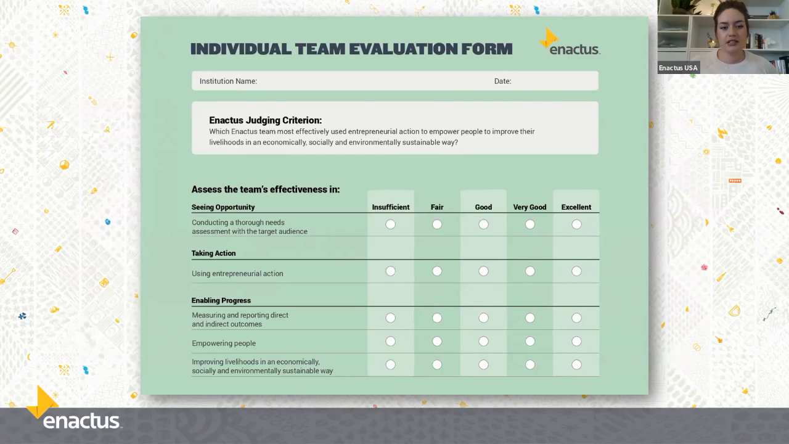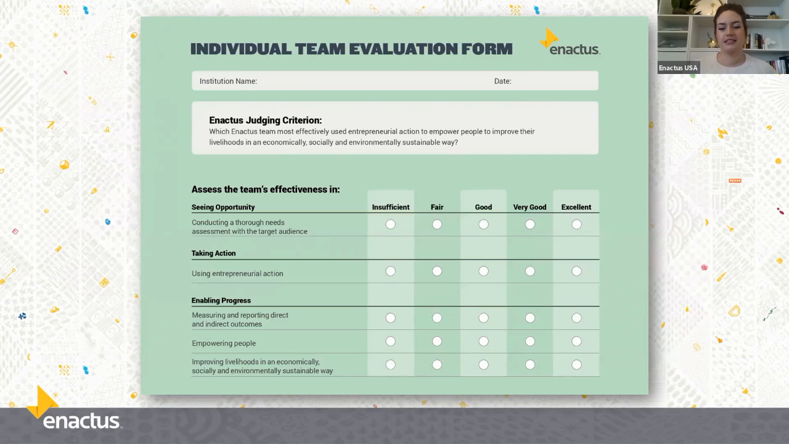Okay, so the second piece of our criterion that they're looking for you to demonstrate is how well did you apply entrepreneurial action? Does anyone want to take a stab at what you think that means in relation to Enactus projects? I see it as starting some kind of thing, either a program or a business to address the need or opportunity that you're seeing. Yeah, that's definitely a part of it. It's about addressing the need.